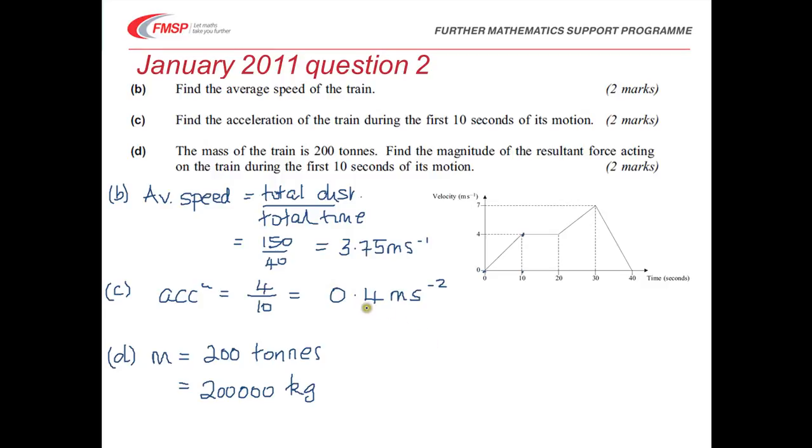So during that first 10 seconds, remember, the acceleration is 0.4. So we're going to use F equals ma, where the mass, now we've worked out in kilograms, is 200,000 and the acceleration is 0.4. If we multiply those together, we end up with 80,000 newtons. Remember, the unit of force is a newton.